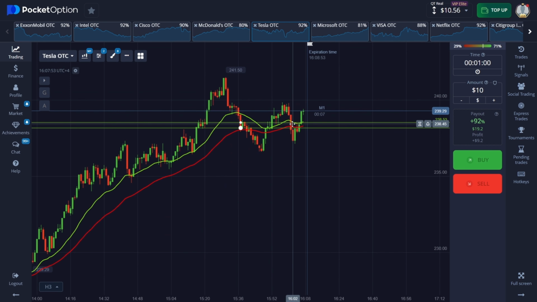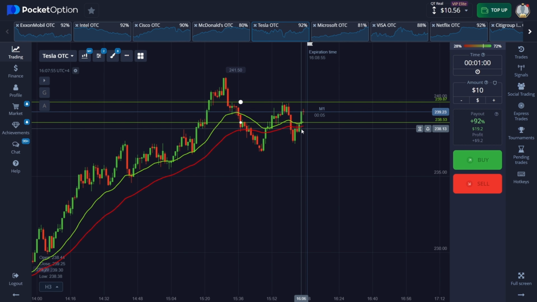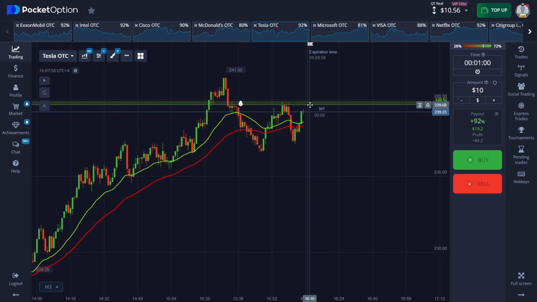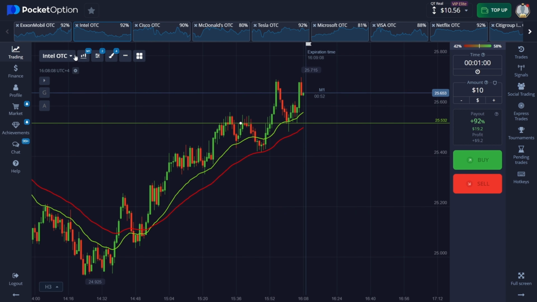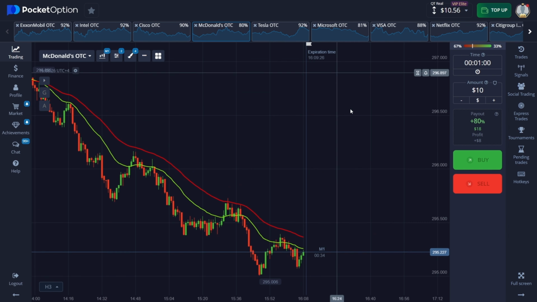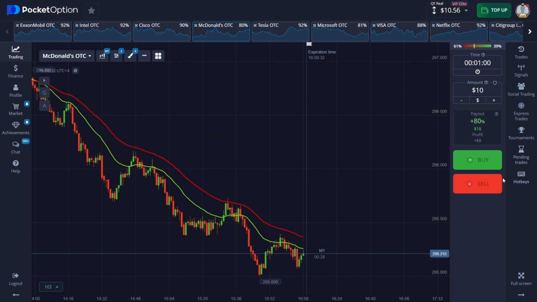On Tesla, there's a resistance level, but the candle has already moved down. We'll avoid that too. Now on McDonald OTC, there's a trade from the resistance level for the downside move, but the candle is already down. If this candle gives a good entry, then we can try for the downside move on McDonald OTC.